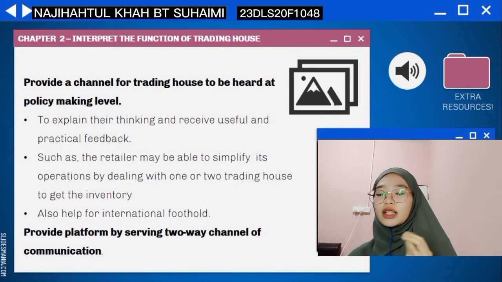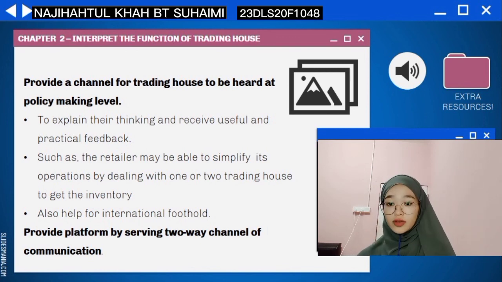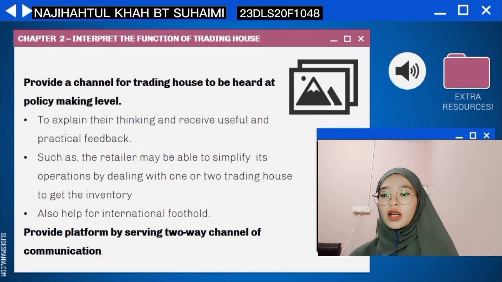And it also helps for international foothold, because trading houses have an extensive network of contacts in the international market that helps them secure favorable deals and find new customers. They may also have staff working in foreign offices to work with customs officials and manage legal issues to ensure the smooth operation of the business. A trading house provides this platform by serving as two-way communication between parties and the trading community for import and export activities.